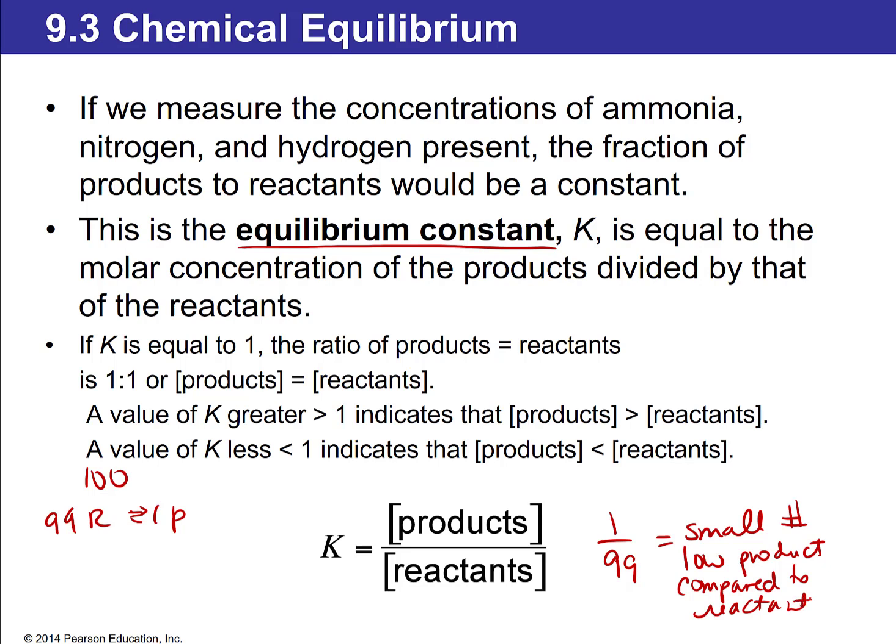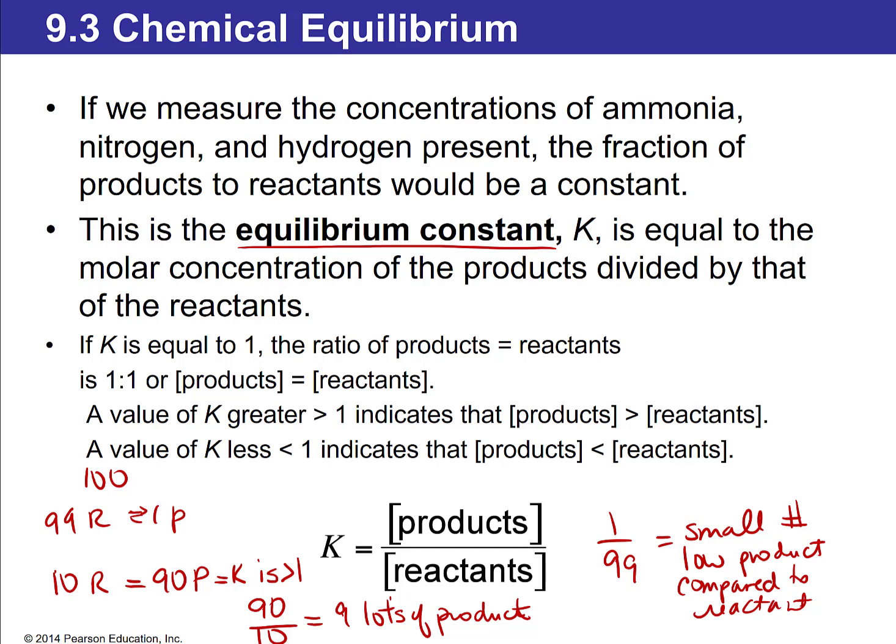But what if it was exactly the opposite? If I start off with 100, I have 10 reactants and 90 products when I'm done. If I put 90 over 10, what is my K value going to be? Really, really small? It would be 90 over 10, which is 9. So it would actually be a big number. In this one, my K is greater than 1, like 90 over 10, and that tells me that I have lots of product, more product and less reactant. So that's really the value of K.